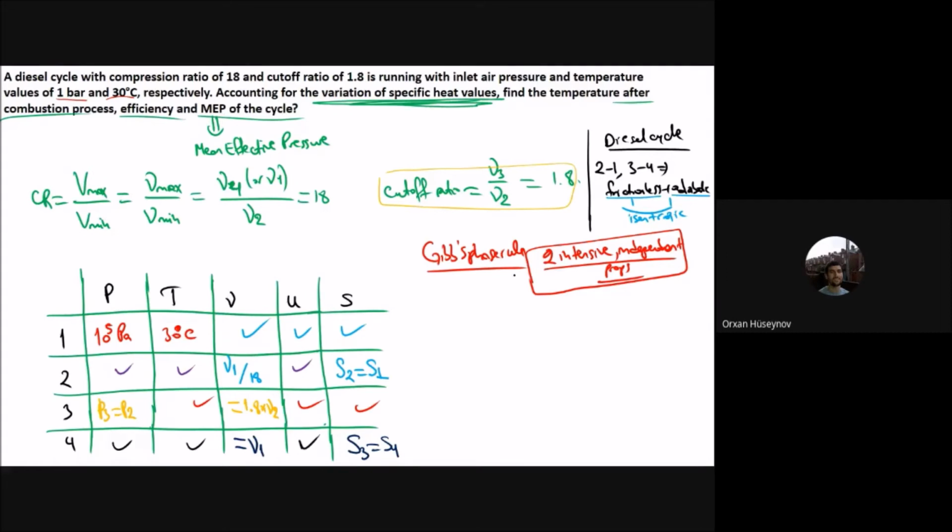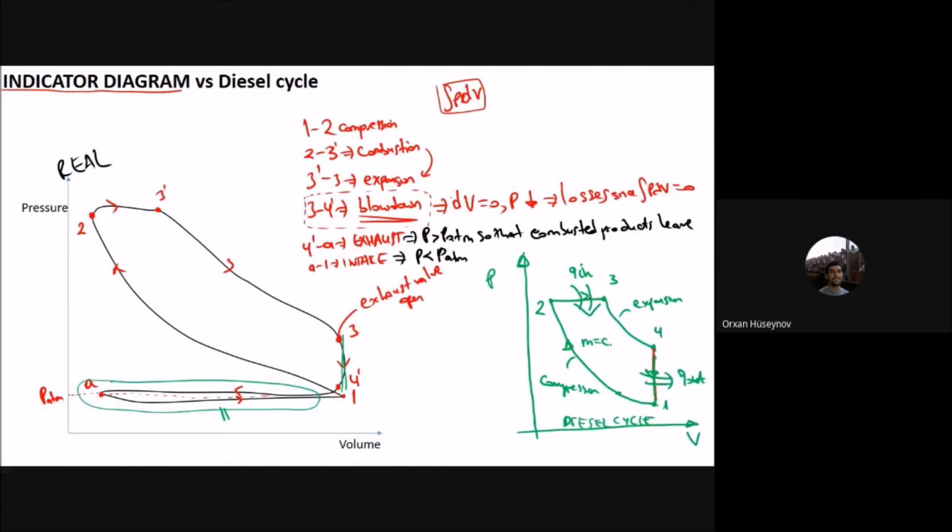Now let's solve the problem. The question says to account for the variation of the specific heat values. Now I should add one more thing here: this one is the real cycle. For the real cycle, you are using a fuel and air combination. But the diesel cycle, which is the engineering cycle, has only air. The fuel is not considered, only air is considered. This is the real cycle.